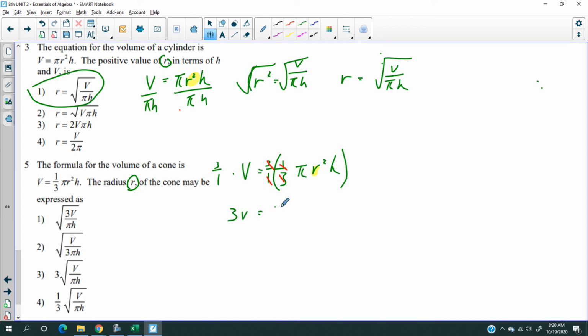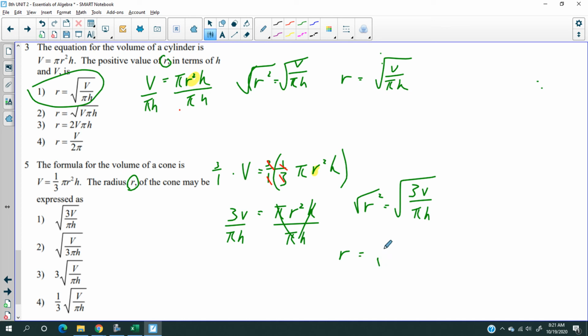So I've got pi r squared h. Now I want to isolate the r. Notice I'm still highlighting them. So I can get rid of the pi h, cancel, cancel. So here I'm left with r squared equals 3v over pi h. Take the square root on both sides. We get r equals the square root of 3v over pi h, and the car alarm in the background is going off.